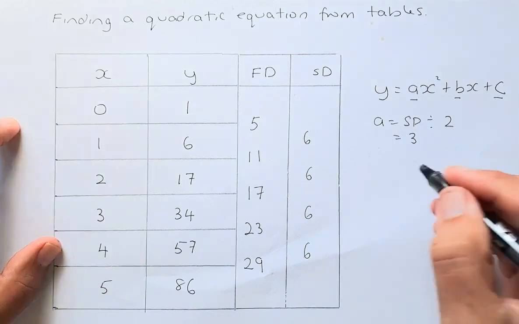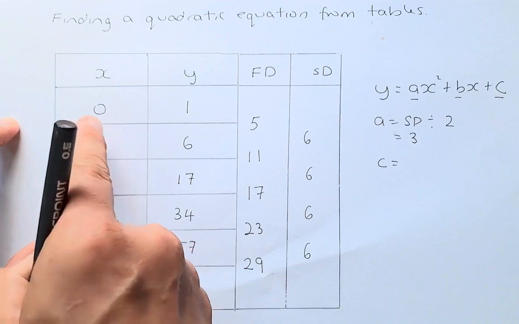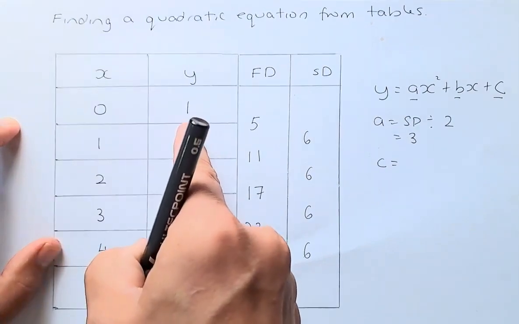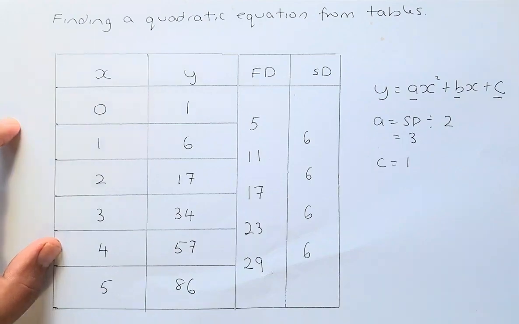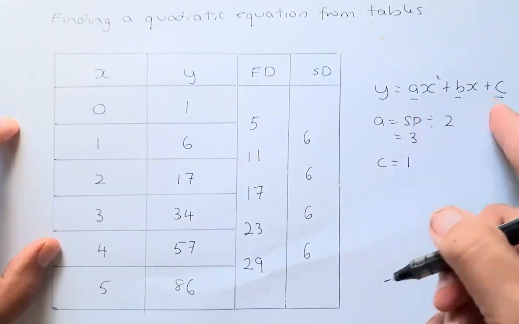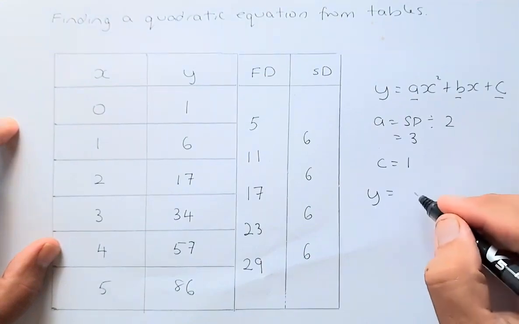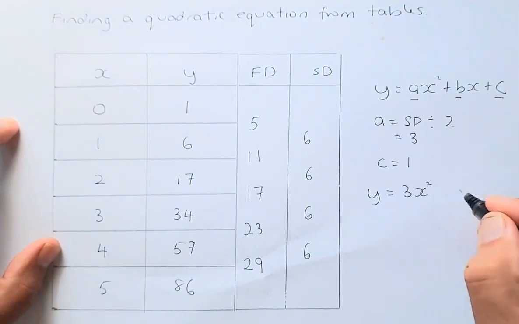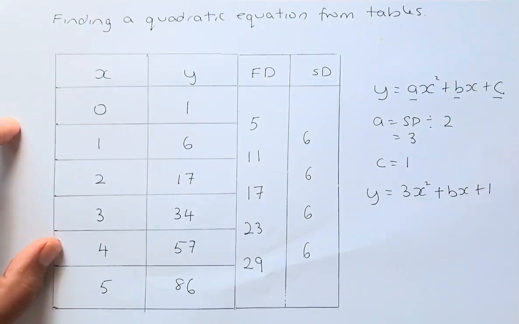To find c is also simple. C happens when x equals 0. When x equals 0, your y is 1, just like your y-intercept. So your c is 1. Now you know your a and c. We're going to put a and c into the equation, so y is now 3x squared plus bx plus 1, because c equals 1.